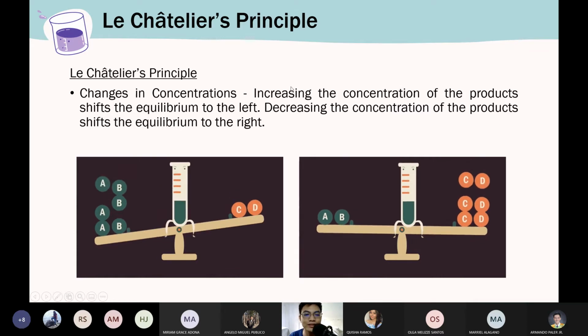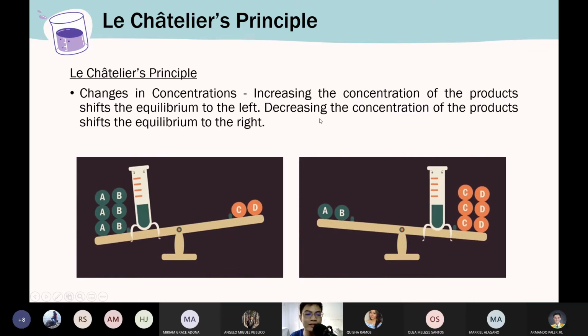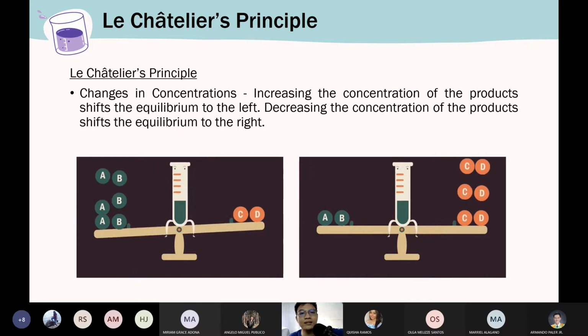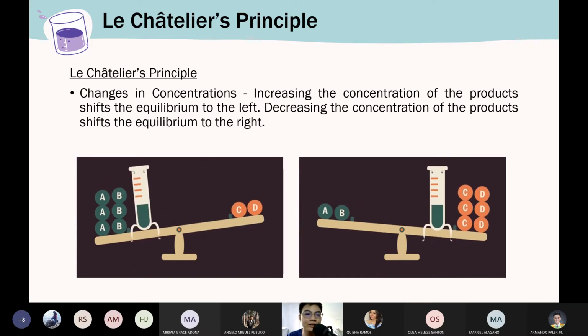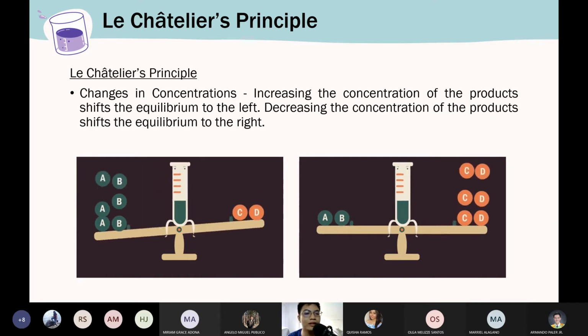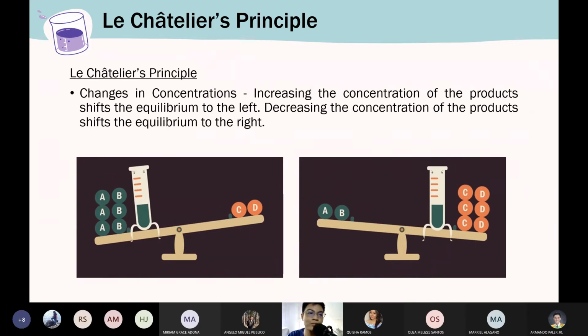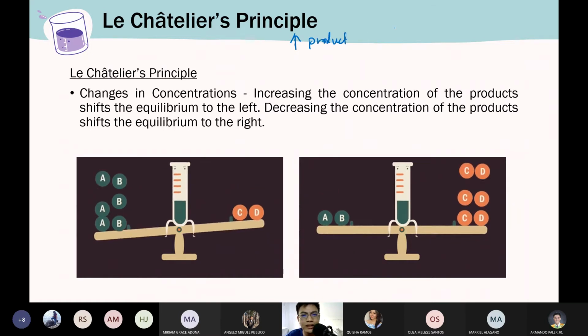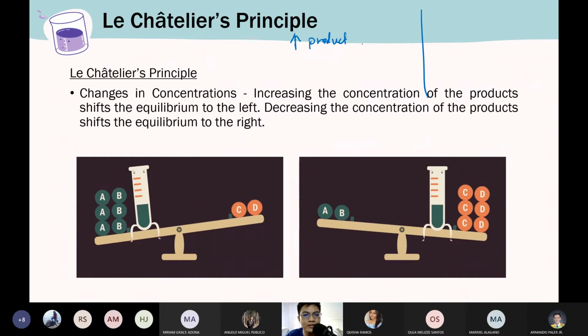Kasi when you decrease the amount of products, edi maraming reactant na. So, basta ang idea lang, increase ng products, papunta sa left. If you increase reactant, papunta sa right. Pero kapag decrease, baliktad yung trend. Decrease product to the right, decrease reactant to the left. So, yun yung mga 4 possible outcomes. Summarize ko dito: increase product to the left.